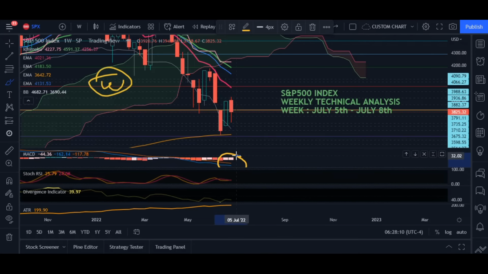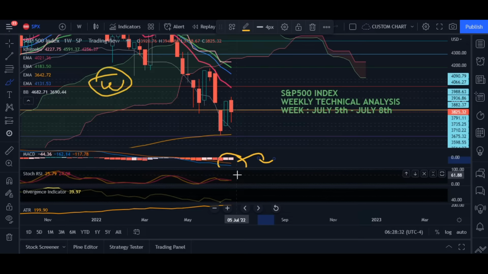If you look into the MACD, MACD is clearly bearish because the MACD is less than the signal. Secondly, the difference between the MACD and the signal is normal. This means that the market still has a lot of potential to come down.